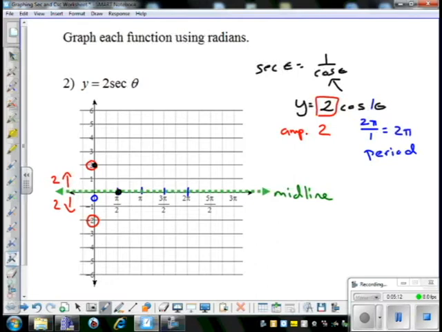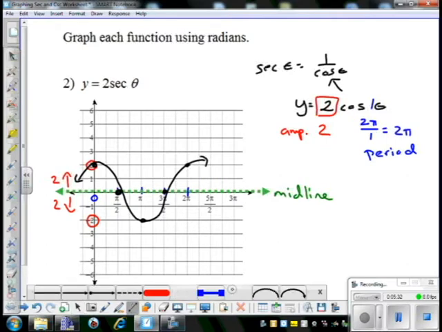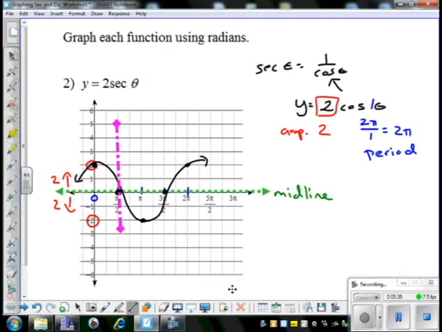Our second point, we hit our midline. Third point, bottom of our amplitude. Next point, midline, and last point, the top of our amplitude. We connect them by curving through them, and that gives us one period of our cosine function. Since we need the secant function, we need to draw in our asymptotes again wherever our cosine function crosses the midline. So here are our asymptotes. Now we need to make in our parabolas. At this maximum point, we go towards our asymptotes on each side.